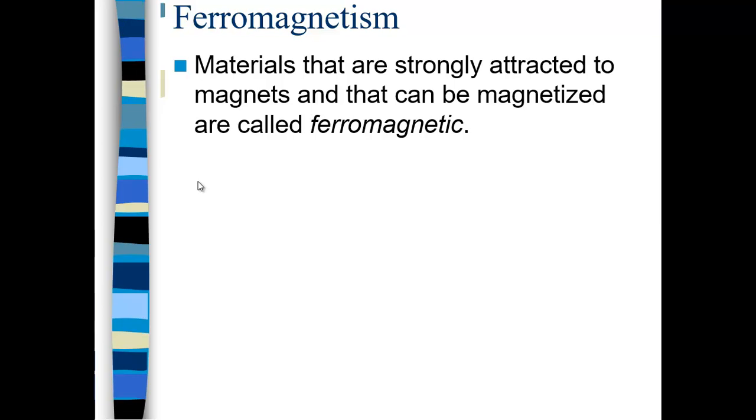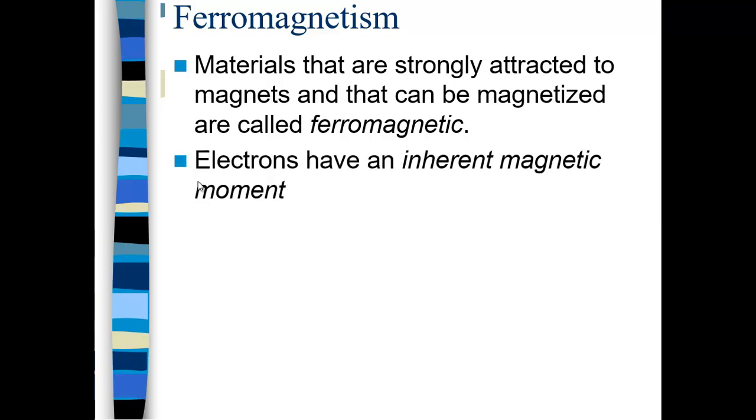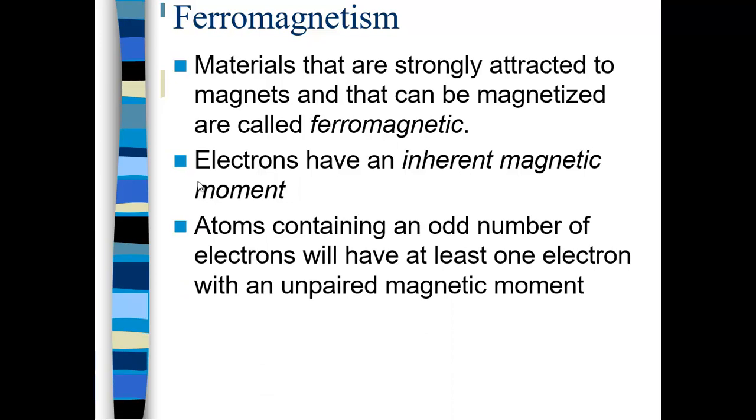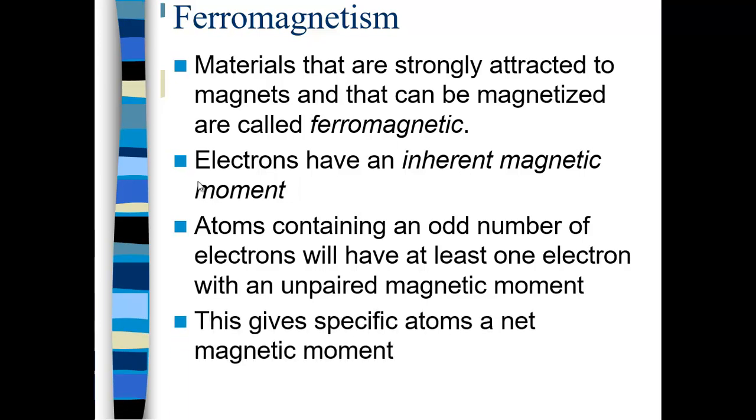Now, some materials, like iron, can actually be magnetized by coming into contact with a magnet. If you ever tried this with a paper clip, if it comes into contact with the magnet, you can magnetize the paper clip because it's made out of iron. These materials are called ferromagnetic. In these materials you've got unpaired electrons, and they have an inherent magnetic moment. When an atom has an odd number of electrons, it will have at least one unpaired electron, and this unpaired electron will create magnetism. Each atom will then have a net magnetic moment.